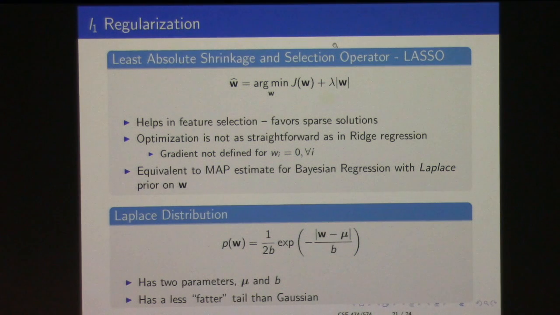This came out in 1996 from Stanford. You must have seen the book by Tibshirani and Hastie. Those were the guys who proposed this method. It was called least absolute shrinkage and selection operator, also known as LASSO. LASSO is again a general concept, so it is applicable to any machine learning algorithm.